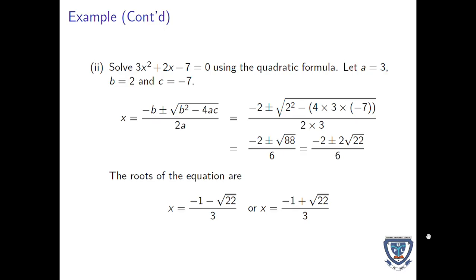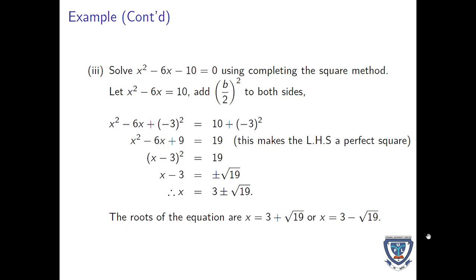Now, the roots of the equation are two. The first one is x equal to minus 1 minus square root of 22 over 3, or x equal to minus 1 plus square root of 22 over 3. This is what we mean by applying the quadratic formula.